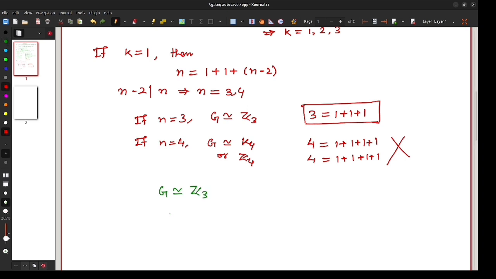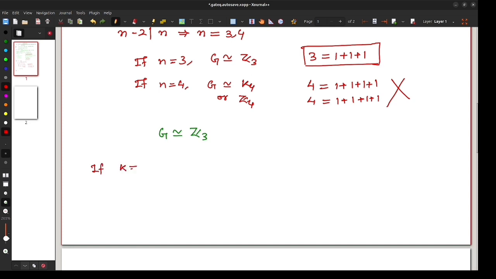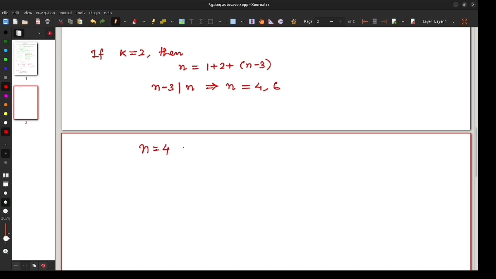Now the second condition, if k is equal to 2, then the class equation will be n equal to 1 plus 2 plus n minus 3. Now n minus 3 must divide n, which implies n is either 4 or 6. n equal to 4 is not possible because we have already seen this case. So n must be equal to 6, and then G is isomorphic to S3 or Z6.